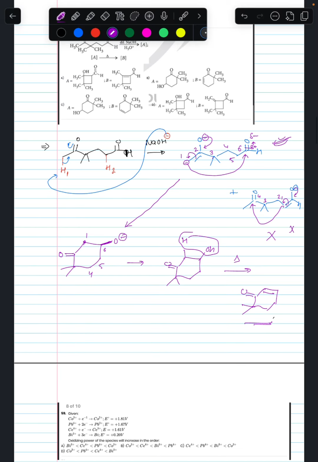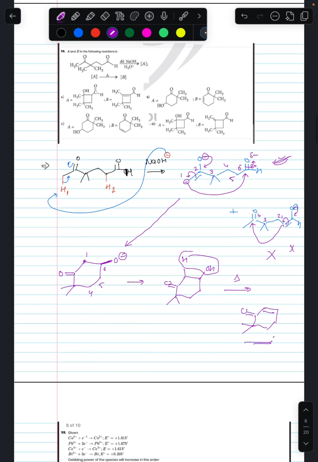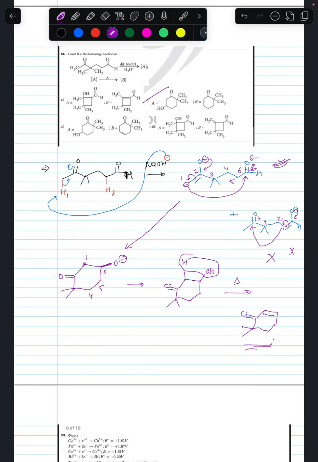So after elimination we got this product. So the correct answer will be B, the 6-membered ring is the final product.